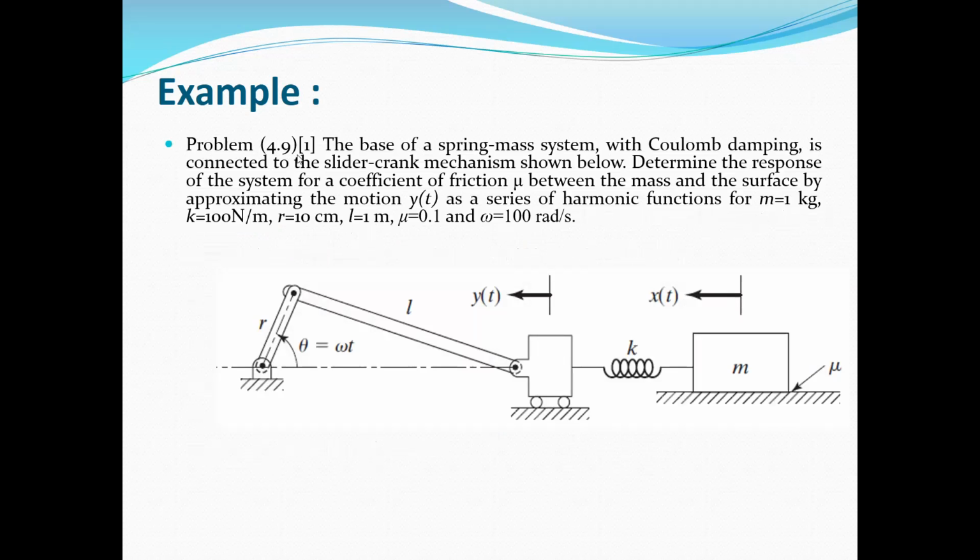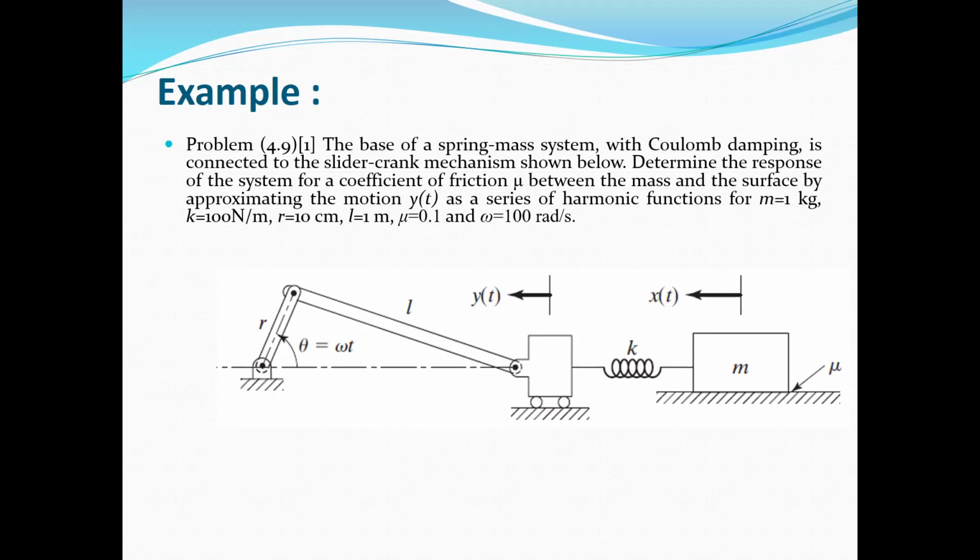Okay, the next example, similar to the previous example, we have the same mechanism, but this time instead of viscous damping, here we have Coulomb damping. The base of a spring mass system with Coulomb damping is connected to the slider crank mechanism shown below.